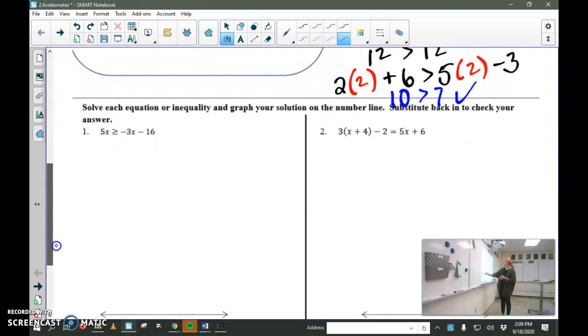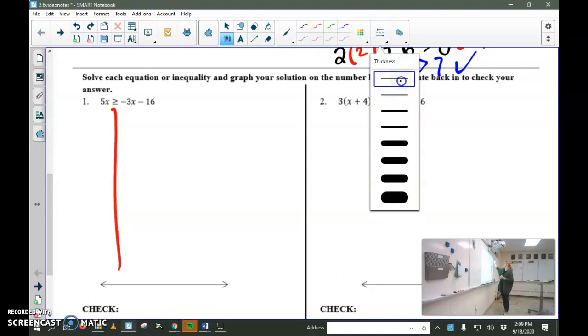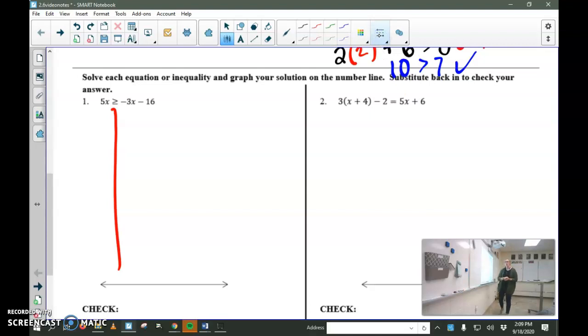Okay. So we're going to go ahead and do a couple more examples. We're going to solve each equation or inequality and graph. Then we're going to substitute back in to check our answer. So again, I like to draw that bar. Now, I had mentioned in the other example that it doesn't matter how you approach eliminating the variable. There's no distributive property here to use. There's no combining like terms. So the next step is to eliminate x on one of those sides.